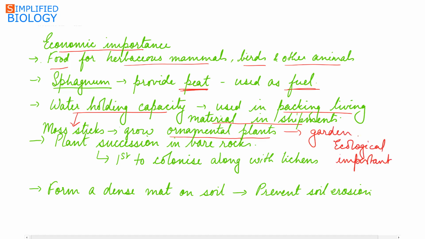Bryophytes are also ecologically very important. They play a role in plant succession on bare rocks. They are the first to colonize along with lichens on the bare rocks. Now, developing on the crevices of the bare rocks are first the lichens, which release acids that break down the rock, upon which then develop the bryophytes. They help in converting the rock into soil particles.